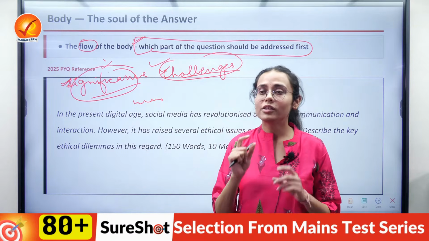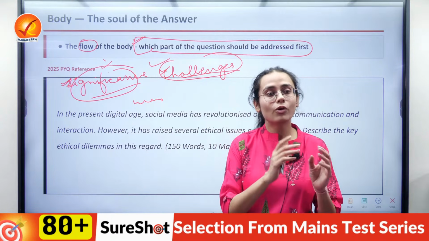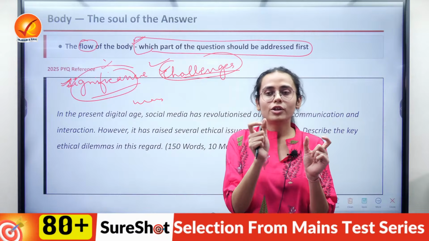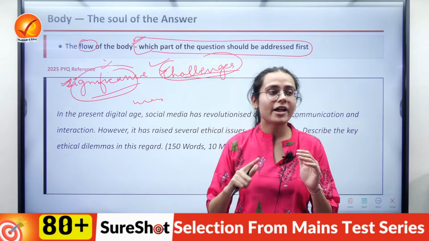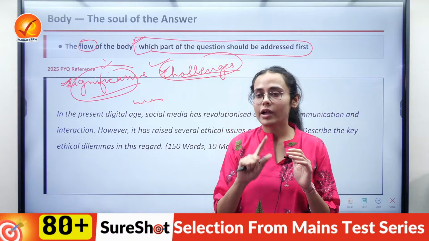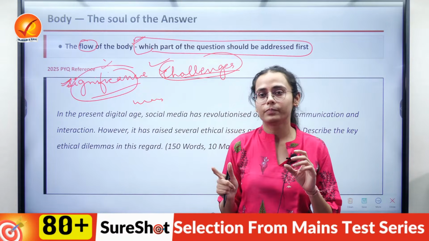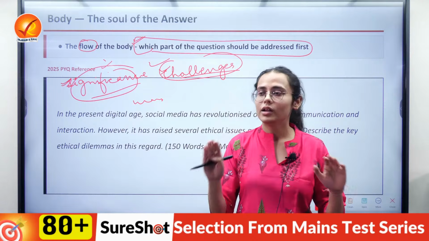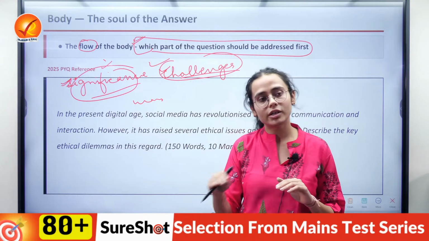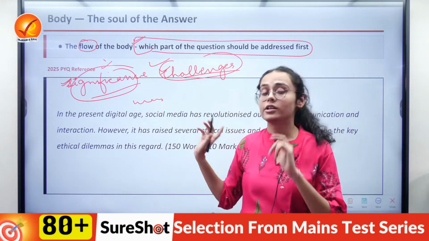So understand the question. That's why I said, do not go by the arrangement of the demands in the question itself. Read the question, understand it, and then align your headings and your answer accordingly. Use a little of your own brain. Don't go by the literal arrangement of the demands of the question while you are writing the answer.